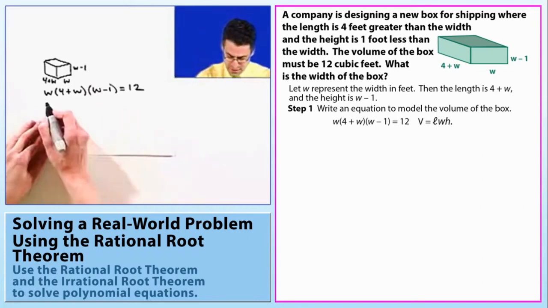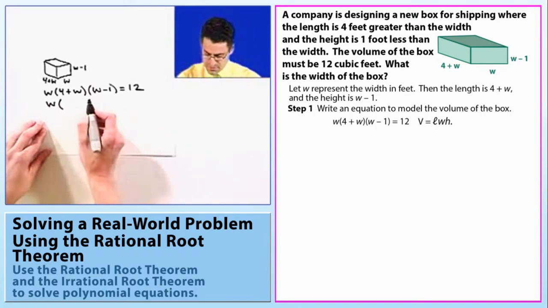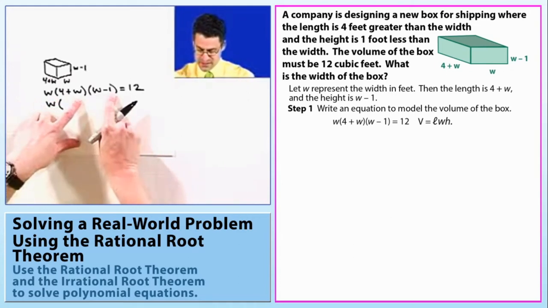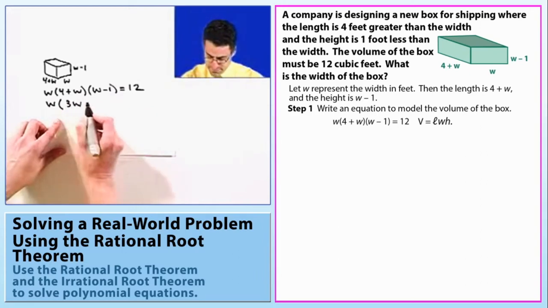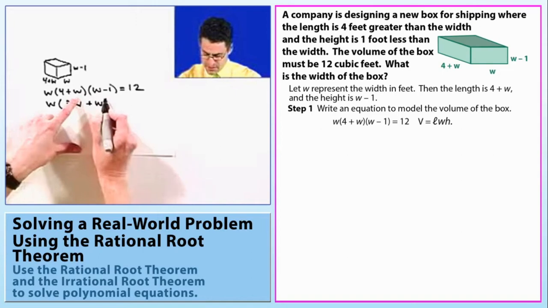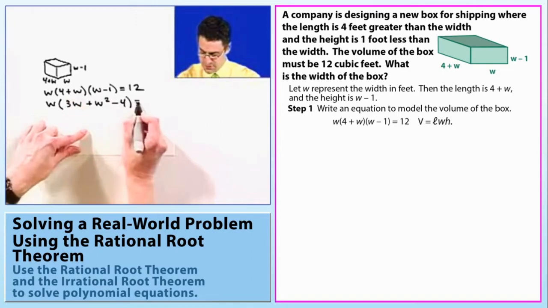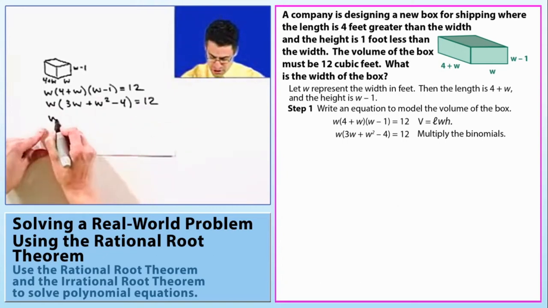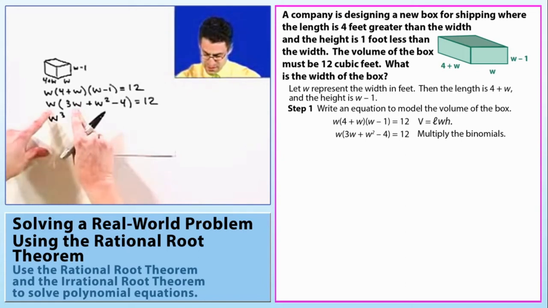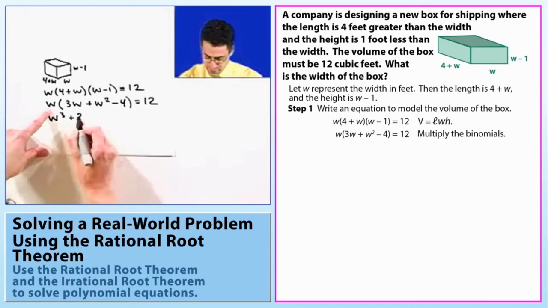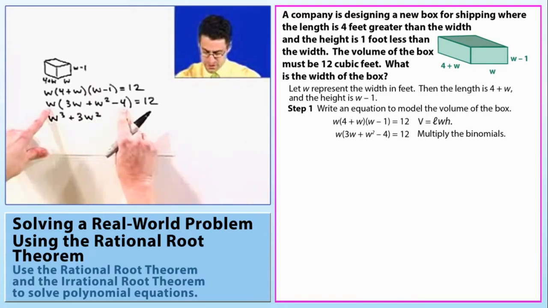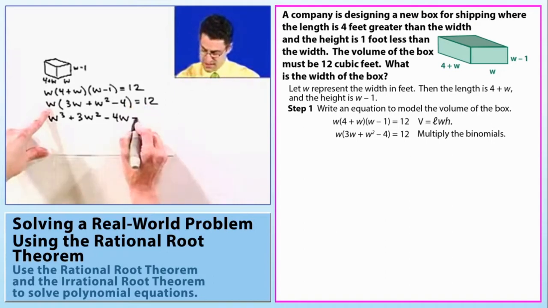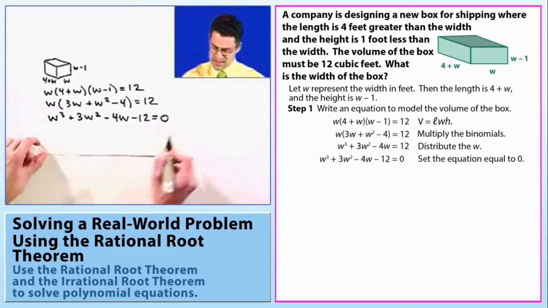Well, I first multiply all this out. So I'll see W times, and here I'm going to see 4W, and then I have minus W is 3W, and then I see W squared, and then a minus 4, equals 12. If I distribute, W times W squared is W cubed, and W times 3W is 3W squared. Negative 4 times W is minus 4W. And then please allow me to subtract 12 from both sides. And so I see minus 12 equals 0. So now that's the equation that I have to solve.